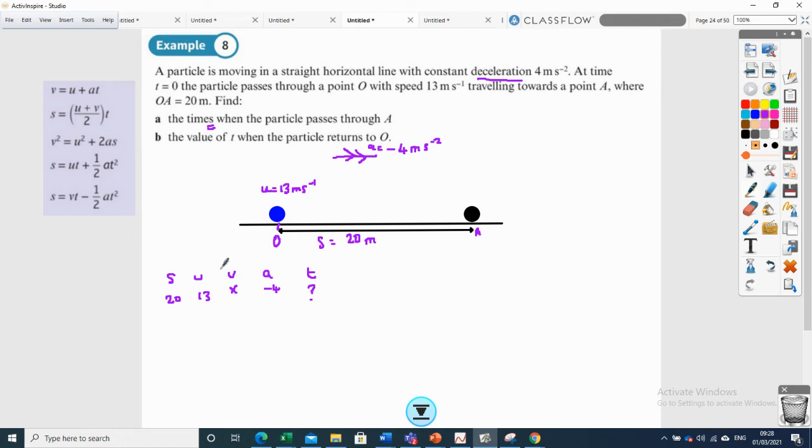Okay, so we want the one that hasn't got V in, which is this here. So we're going to substitute the numbers in. 20 is equal to 13t plus half times A times t squared. Half times -4 times t squared. So let's simplify it first. Half times -4 is -2. Right, we've got a t and a t squared, so we've got a quadratic here.